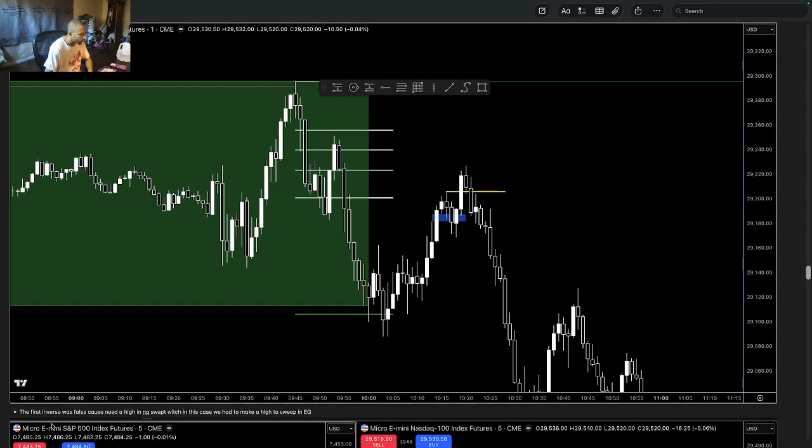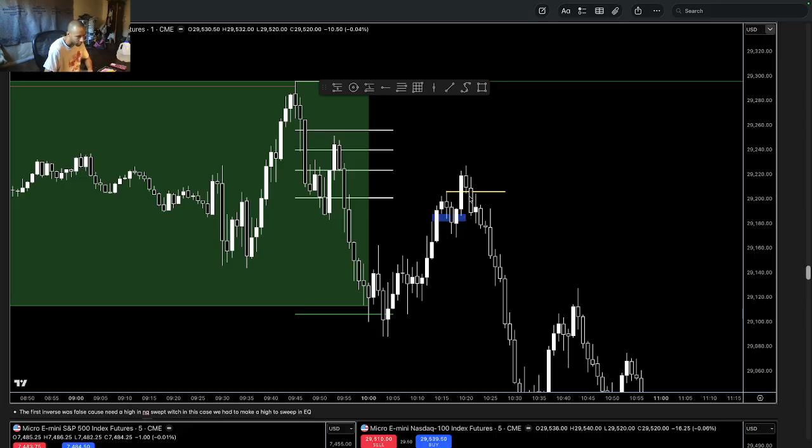Alright, the first inverse was false and needed a high NQ swept. So yeah, if you would have taken this 1 minute inverse of this fair value gap, it pulled back to equilibrium, yes, but it never took out a high in equilibrium. So if it's not going to take out this high in equilibrium, it's going to make a high first, and then it's going to internally sweep that.